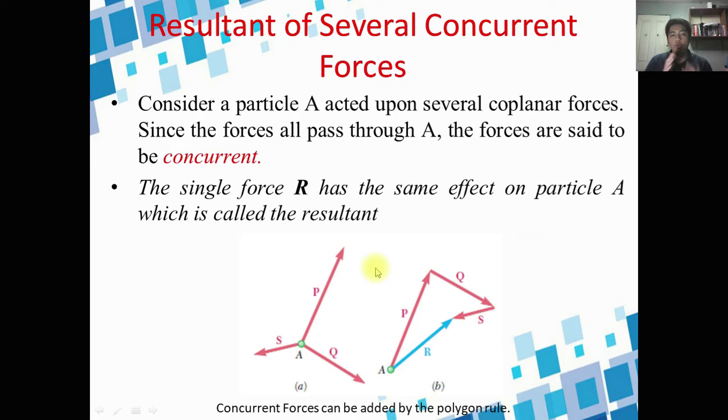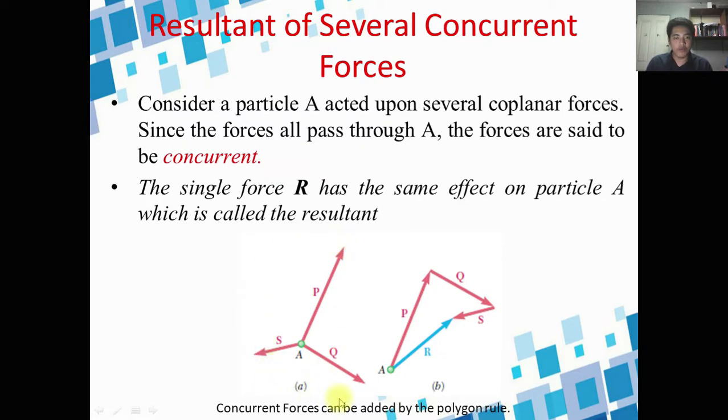We have three forces here, P, Q, and S. We can always represent these three forces as a single force, what we call the resultant. The single force R has the same effect on particle A, which is called the resultant. So again, how do you find the direction and the magnitude of the resultant? By graphical means, we can use the polygon rule.